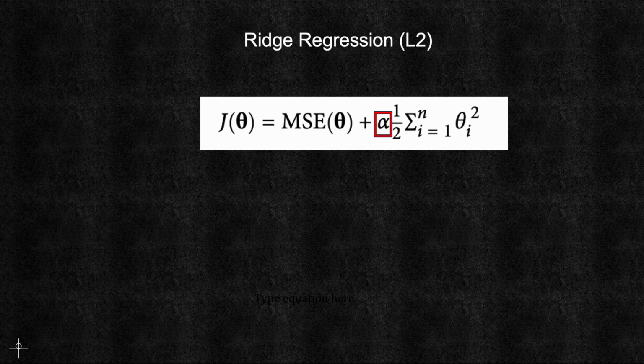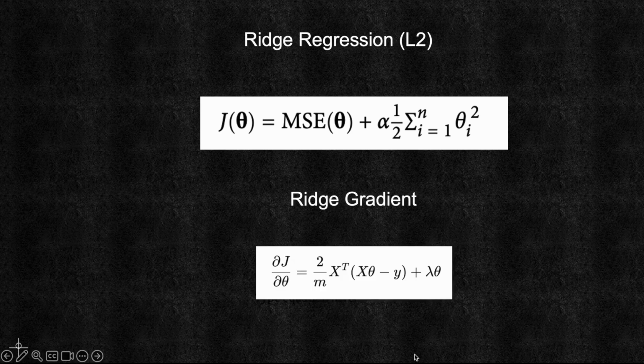The hyperparameter alpha controls the strength of the regularization. If alpha is set to 0, ridge regression behaves like a standard linear regression. If alpha is very large, all theta values approach 0. Let's experiment with different alpha values to observe how the linear model behaves under various regularization strengths. This is the ridge gradient formula.